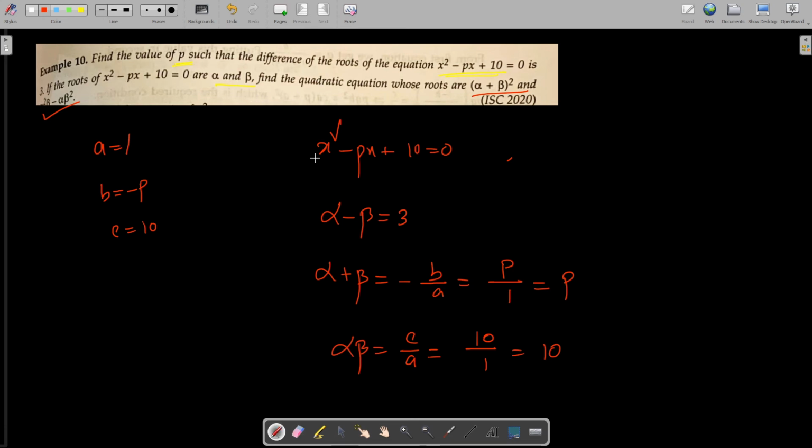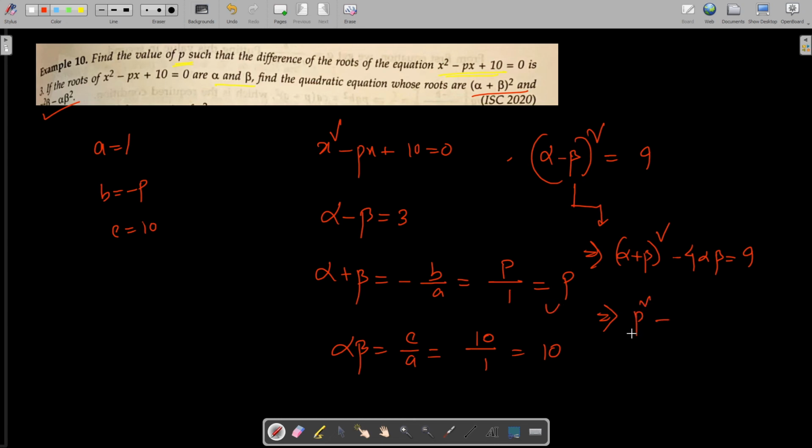Now we need to find the value of p. So we have alpha minus beta. If I find the square, that will be what? 9. In place of alpha minus beta whole square, what can I write? I can write alpha plus beta whole square minus 4 alpha beta, which will be equal to 9. Alpha plus beta is p, so I can write p square minus, alpha into beta is 10, so 4 into 10 is 40, equals 9.